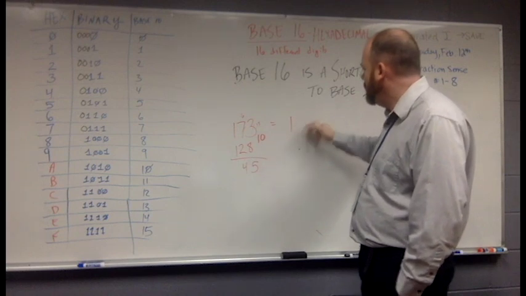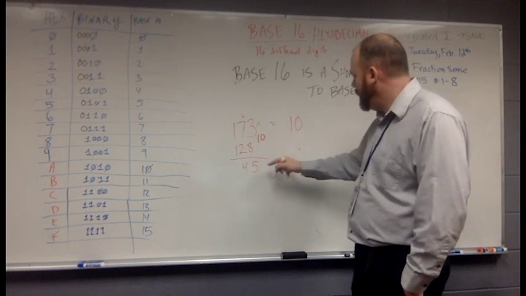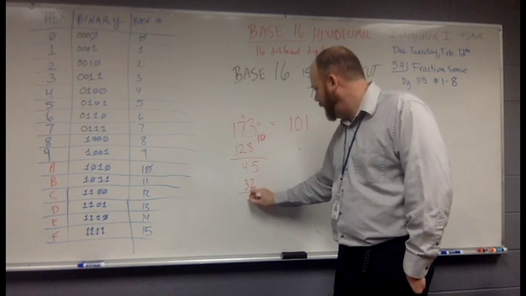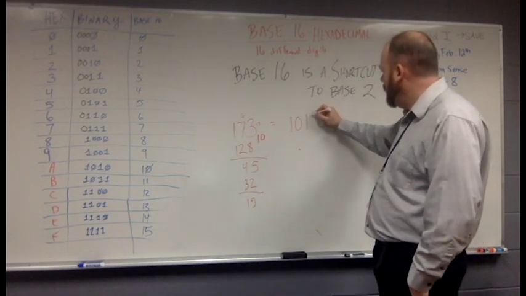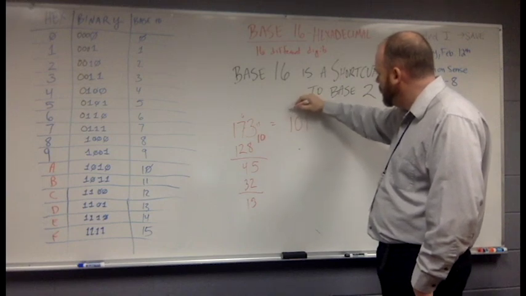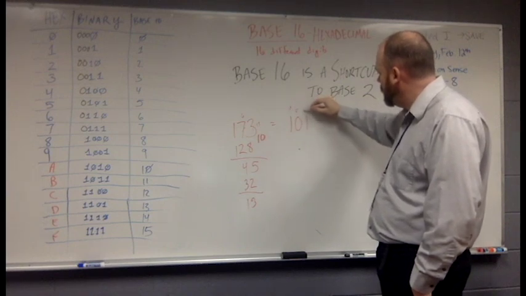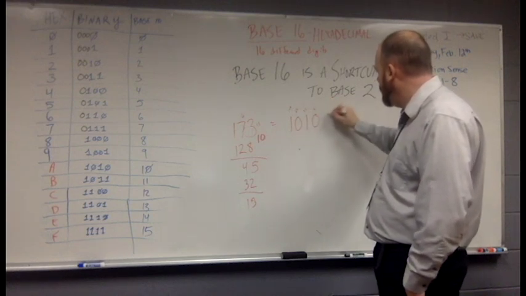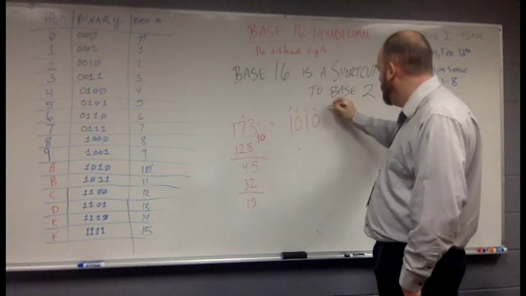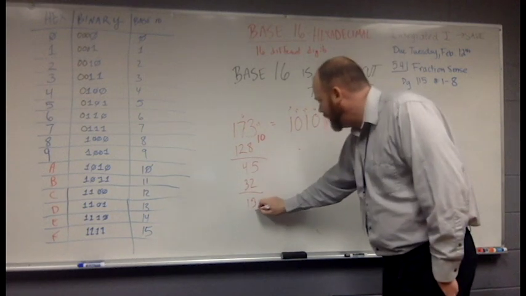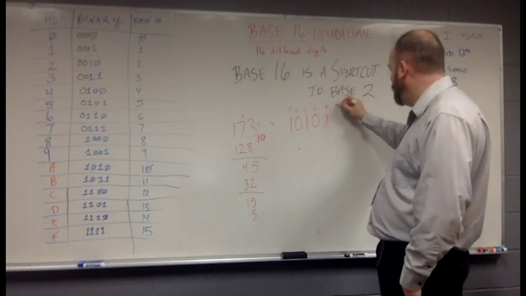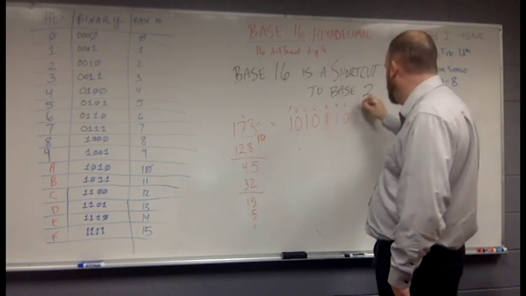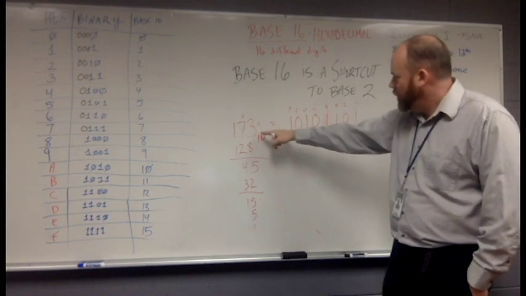So how many 64s are there? 0. How many 32s? 1. 32, so 13 left. This was 128, this was 64, this was 32. So now down to 16, there's 0 16s. How many 8s are in there? 1. Now I'm down to 5. How many 4s? 1. I'm down to 1. How many 2s? 0. How many 1s? 1.